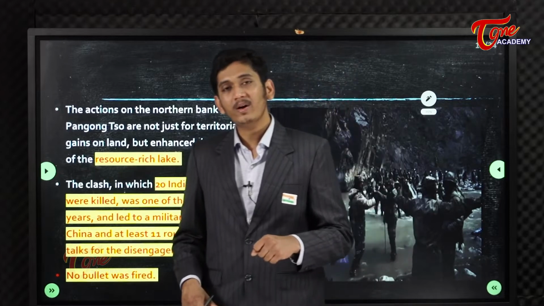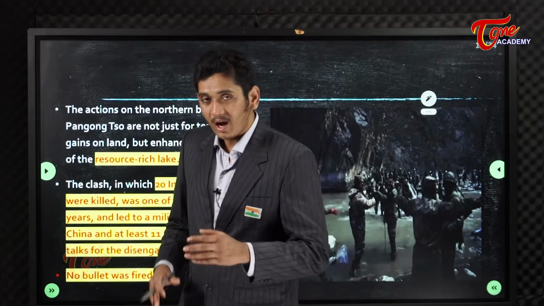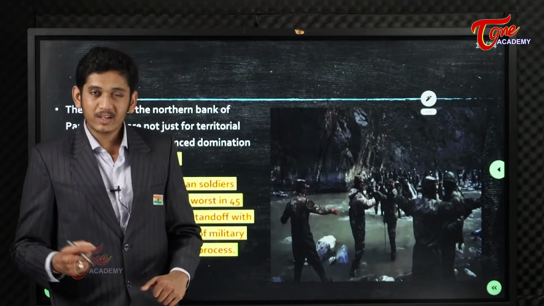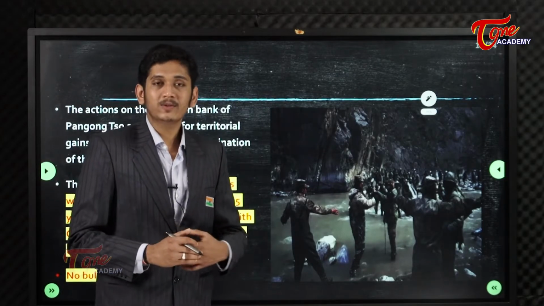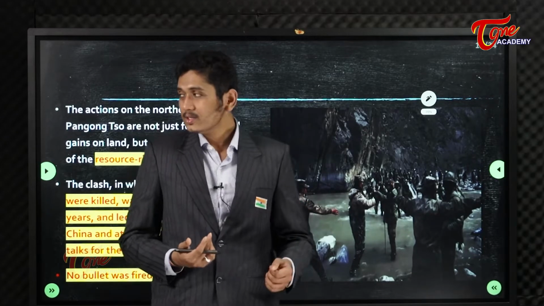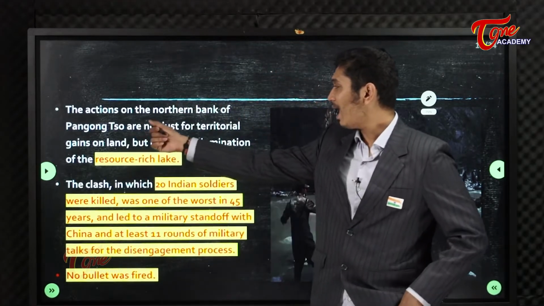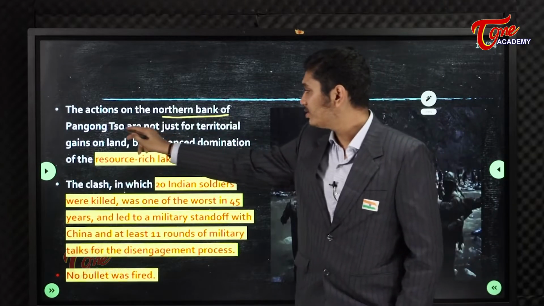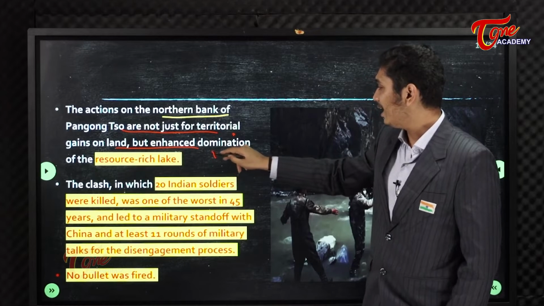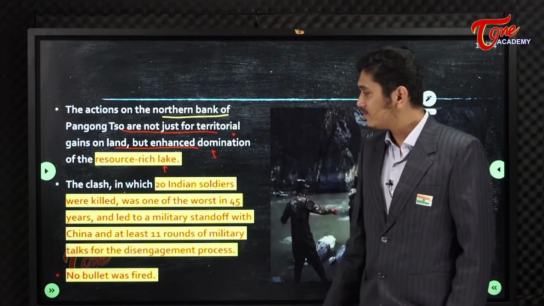But what happened, according to the Line of Actual Control, the major part of Pangong Lake comes into India and very little part goes into China. So now it shows its true nature. It wanted to attack us. So this was happening. The actions on the northern bank of Pangong Lake are not justified for territorial gains on land, but for enhanced domination of the resource-rich lake.